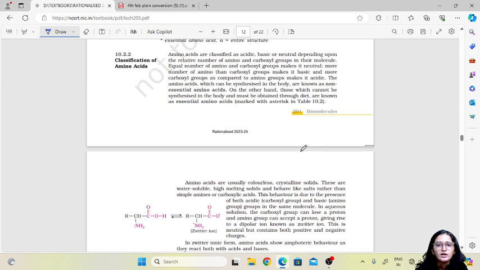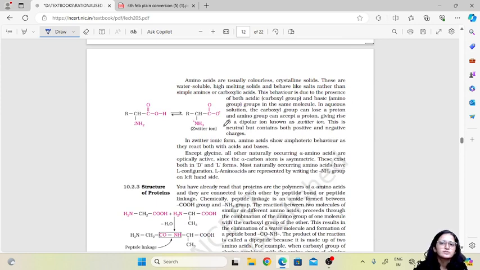Based on this, we have two types: non-essential amino acids and essential amino acids. Now what are these? The amino acids which can be synthesized in the body are known as non-essential amino acids. That means we can synthesize them in our body, so there is no need to take them from outside. That's why they are called non-essential amino acids. On the other hand, those which cannot be synthesized in the body and must be obtained through the diet are known as essential amino acids. So these are not synthesized in the body, but we have to obtain them from outside.